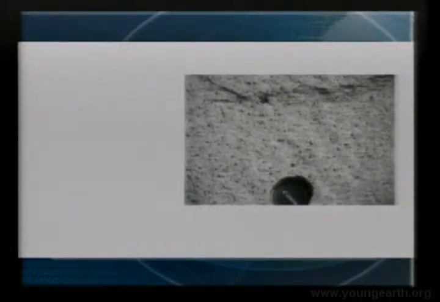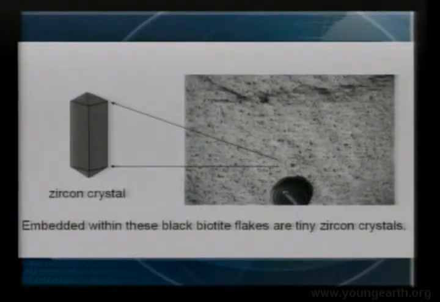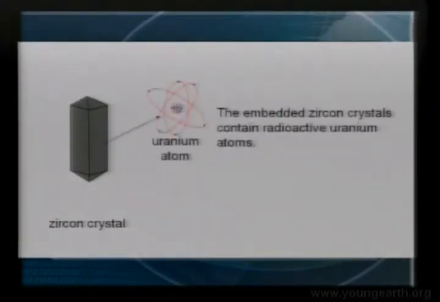And in these biotite flakes, embedded in them are tiny zircon crystals. Some of you are familiar with zircon. We mentioned it in the last lecture. It's zirconium silicate, the mineral called zircon. And the zirconium atom is more or less the same size as the uranium atom. So occasionally a uranium atom substitutes in the zircon crystal lattice, and so zircon crystals contain radioactive uranium atoms within them.